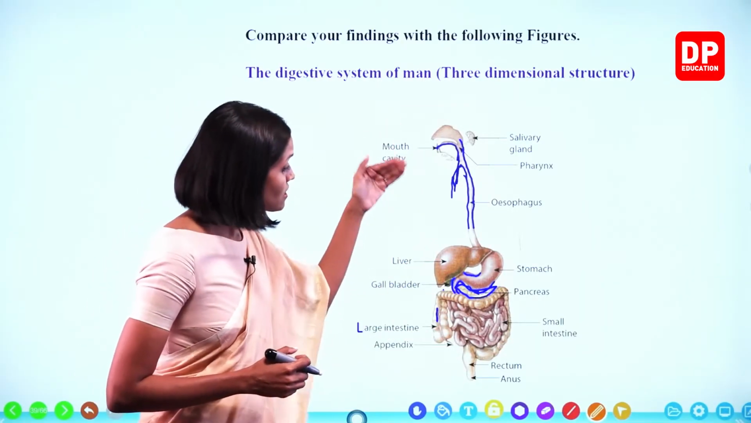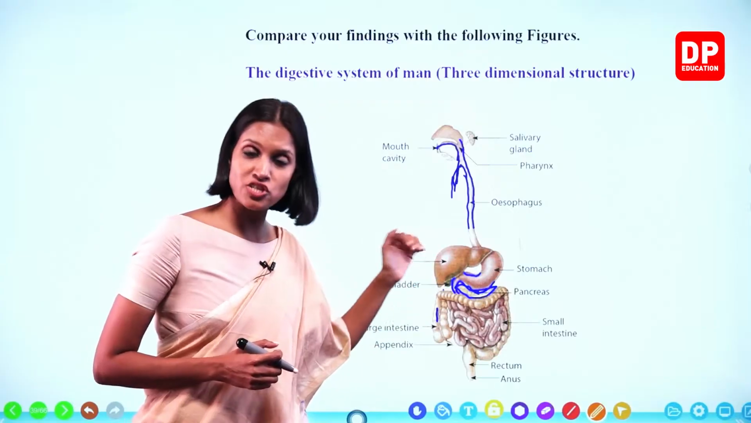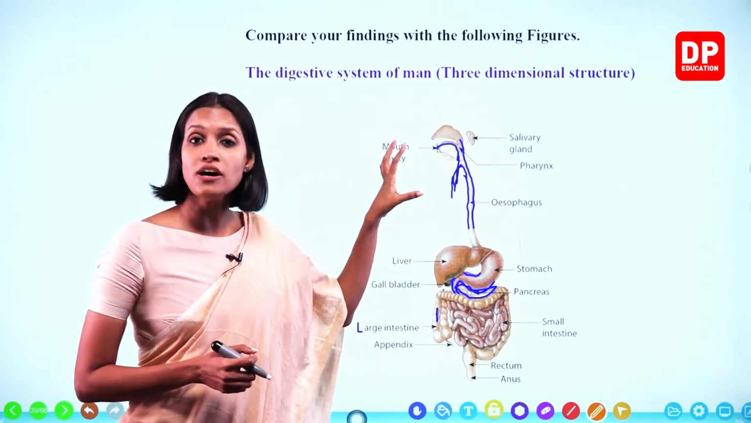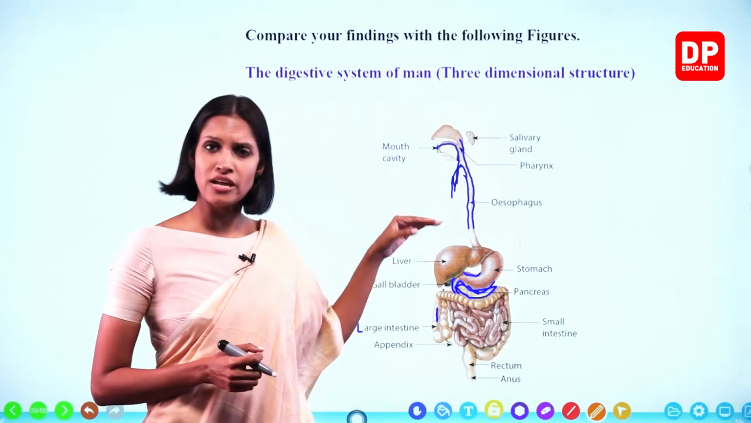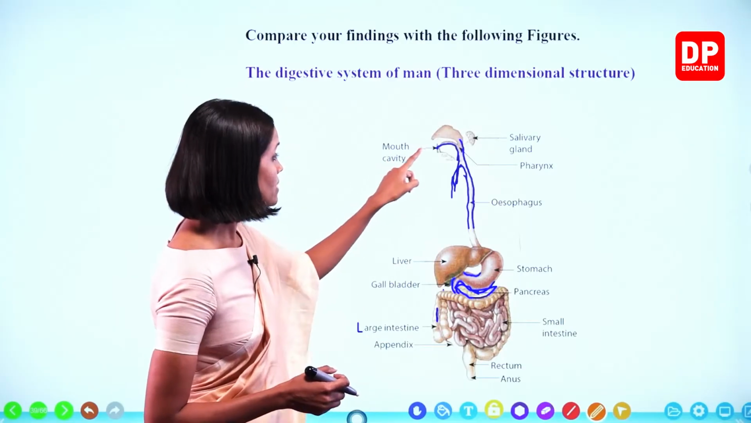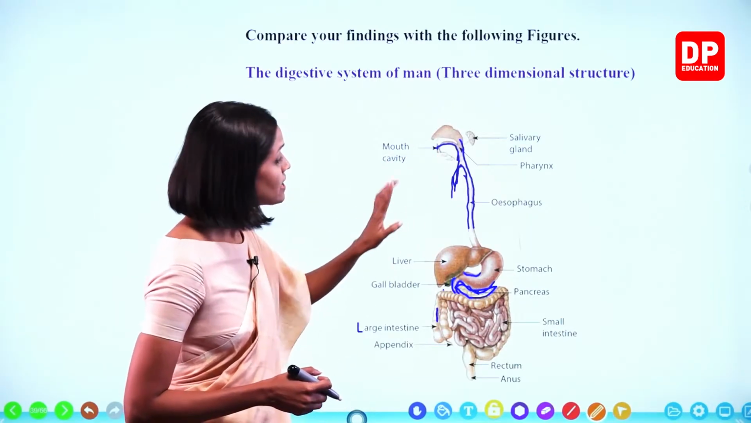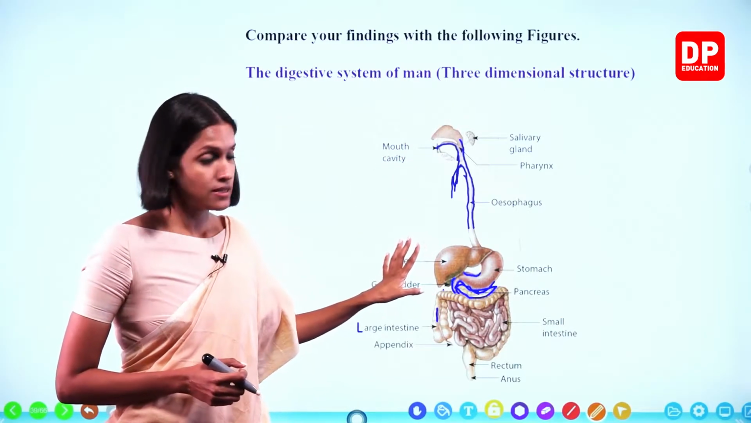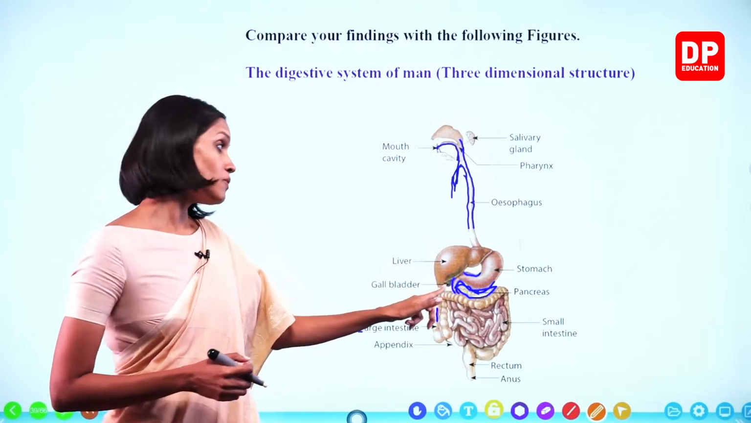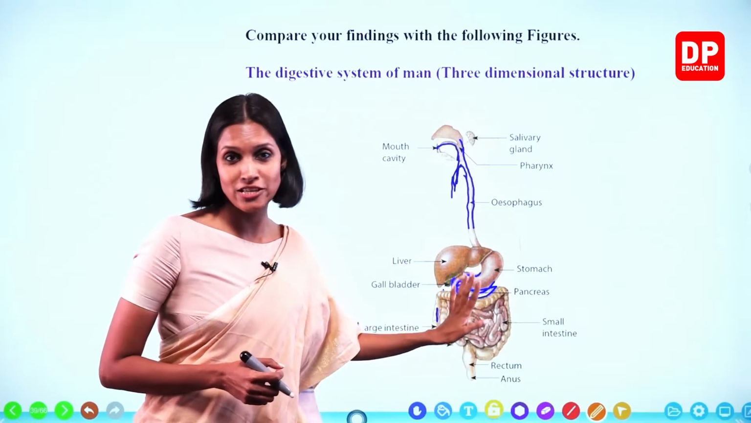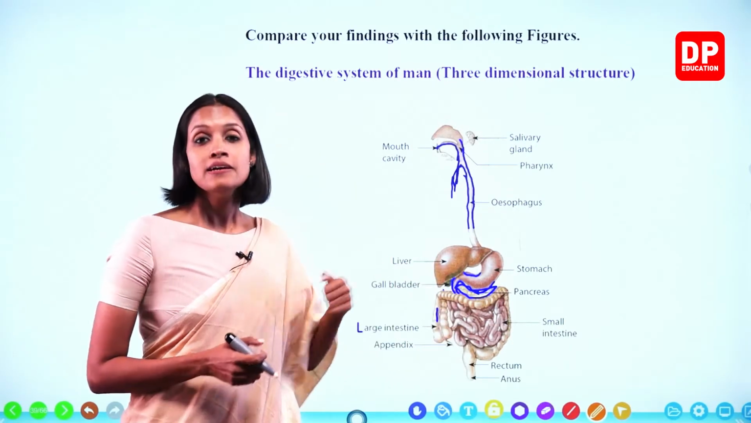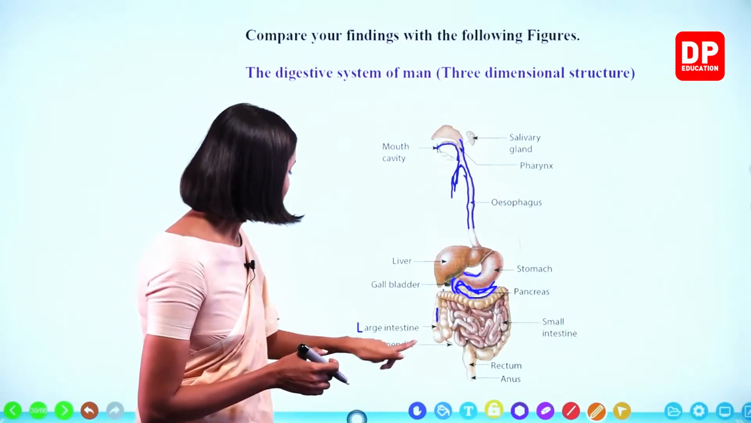In each part, a different type of digestion takes place. And there are some parts which do not help with digestion of food. For example, in the pharynx and esophagus, no digestion takes place. In the stomach and small intestine, digestion takes place. What about the large intestine? No digestion again, but absorption of water takes place.